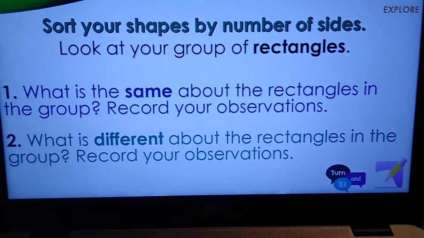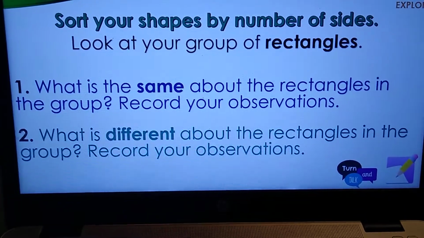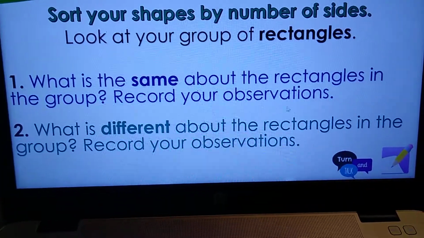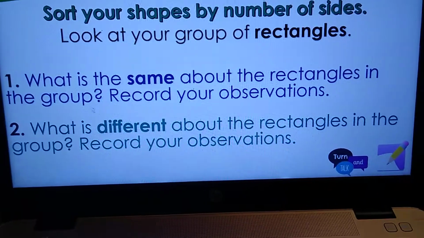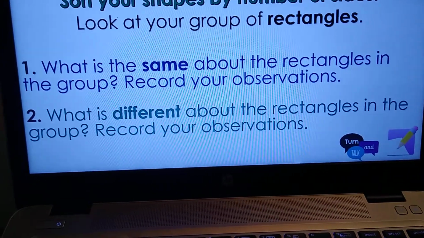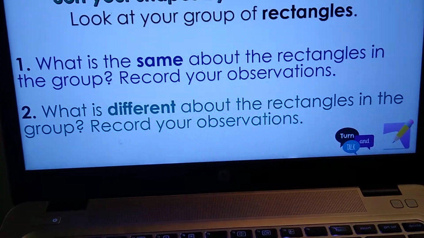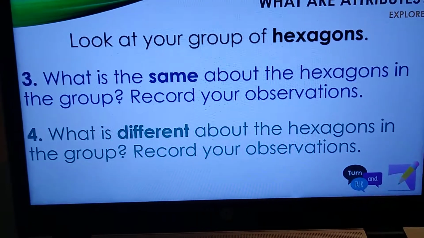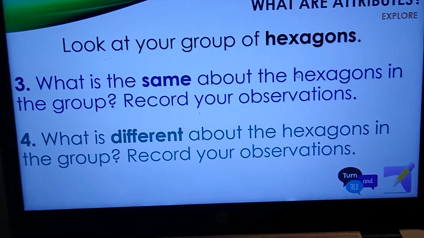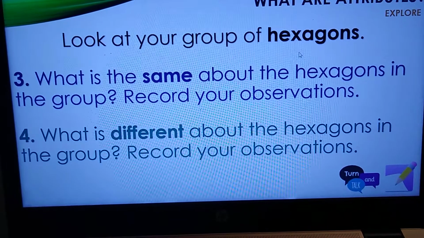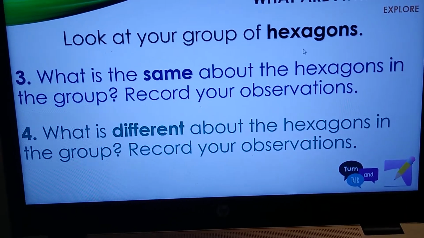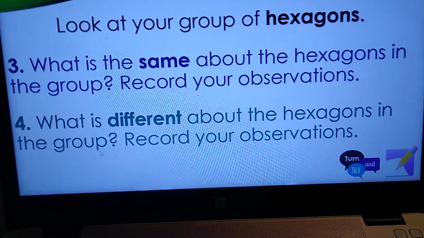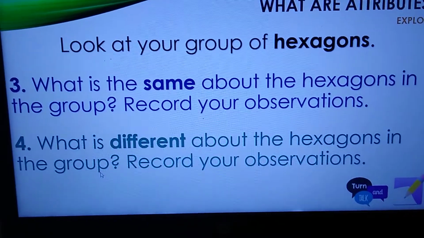Sort your shapes by the number of sides. Look at your group of rectangles. What is the same about the rectangles in the group? Record your observations, which means write it down. What is the same about all of your rectangles? What is different about the rectangles in the group? Record your observations. So find all the rectangles that you made. Look at your hexagons. It's very hard to make hexagons, so I don't know if you could do that, but it's the 6-sided shape. What is the same about your hexagons in your group, and what is different about your hexagons? So you might have some big hexagons and some small hexagons in your group.